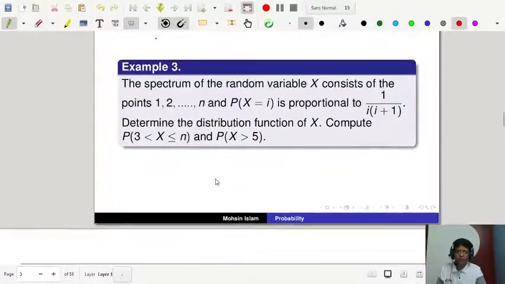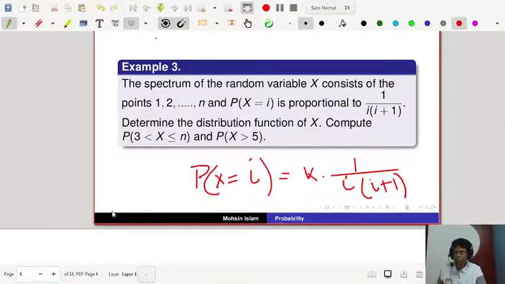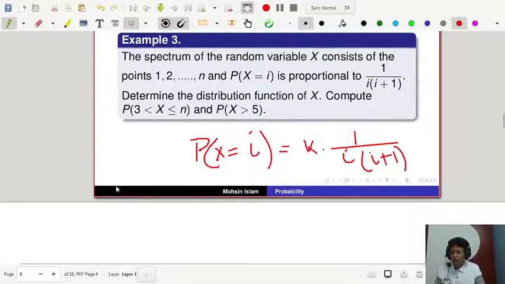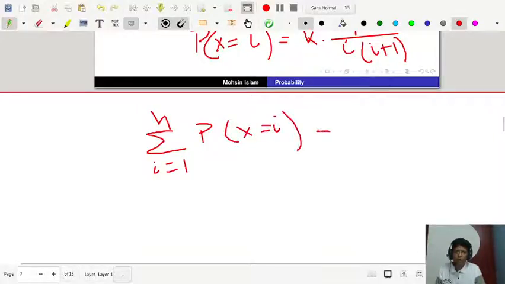So we can write in this case probability of x equal to i equal to k into 1 by i into i plus 1, where k is a constant. So this is the probability of x equal to i. Now we know that for a possible PMF, probability mass function, we must have summation i equal to 1 to n of probability of x equal to i equal to 1. This is the condition for a possible PMF.